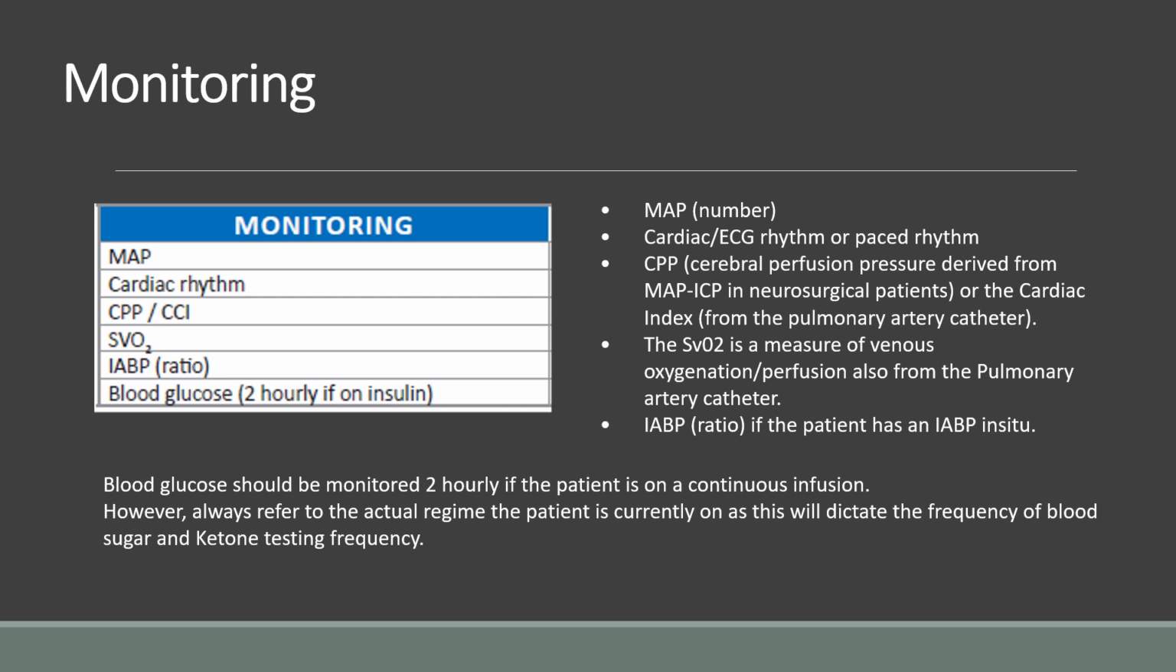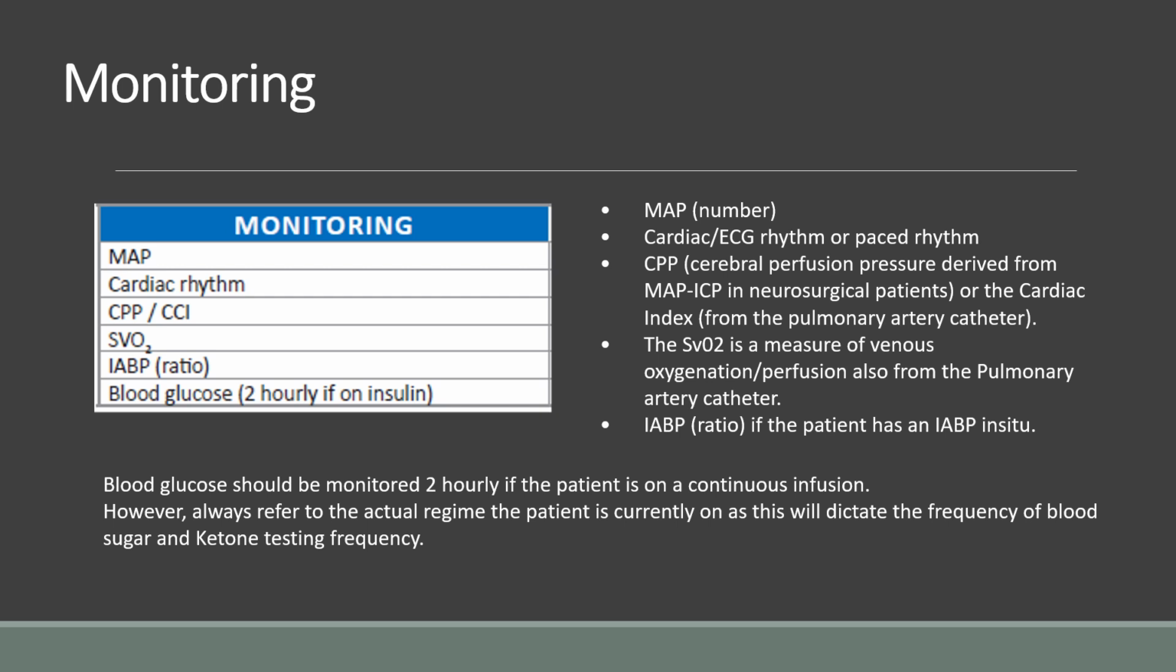CPP and the cardiac index. So CPP is cerebral perfusion pressure, and this is derived from the patient's MAP minus the intracranial pressure. So it's obviously related to our neurosurgical patients. CCI is the cardiac index. It's a continuous cardiac index. That's what the acronym actually means.